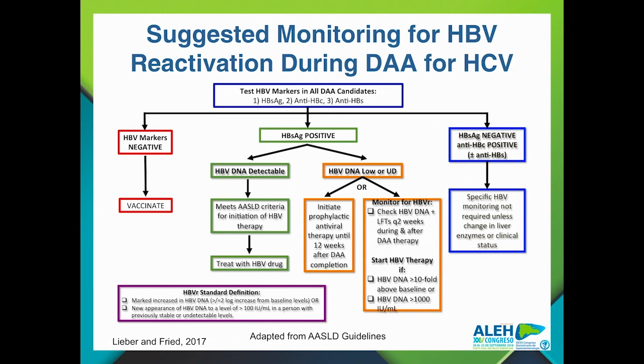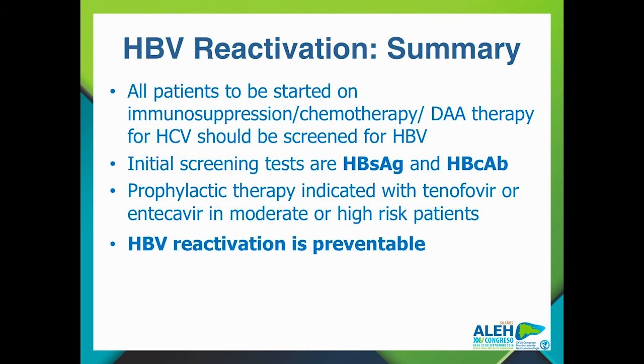These are the recommendations from the AASLD to screen again for surface antigen and core antibody before initiating hepatitis C therapy. Obviously, if the patient fits the criteria for hepatitis B therapy, they should be started on that. If not, they should be observed. And you may want to check every 3 to 6 months during therapy and every 3 to 6 months afterwards for a period of 6 months. This is available on the AASLD website.